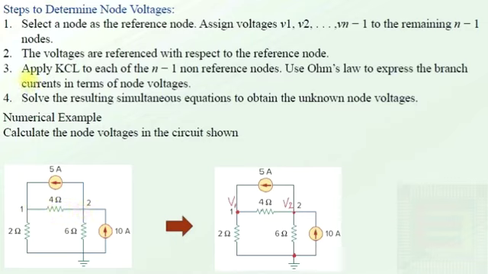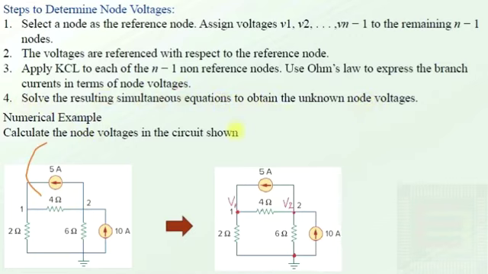And the third step is to apply Kirchhoff's current law to each of the n-1 non-reference nodes. Use Ohm's law to express the branch currents in terms of the node voltages. And the fourth step is to solve the resulting simultaneous equations to obtain the unknown node voltages.